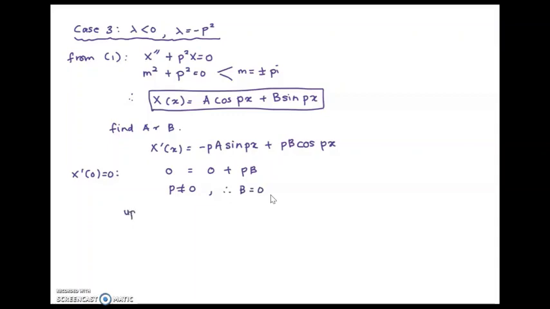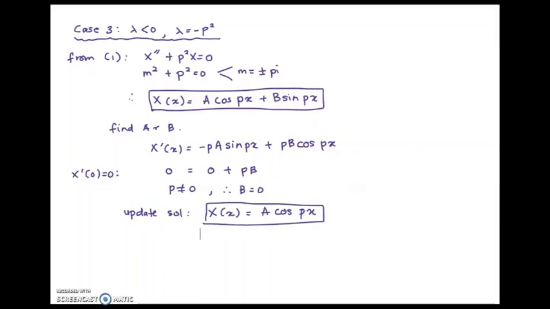Then with that, we update our solution. Remember you need to update this one, not the derivative, because X is the solution. So now we have X of x equals a cos px. This is our updated solution.